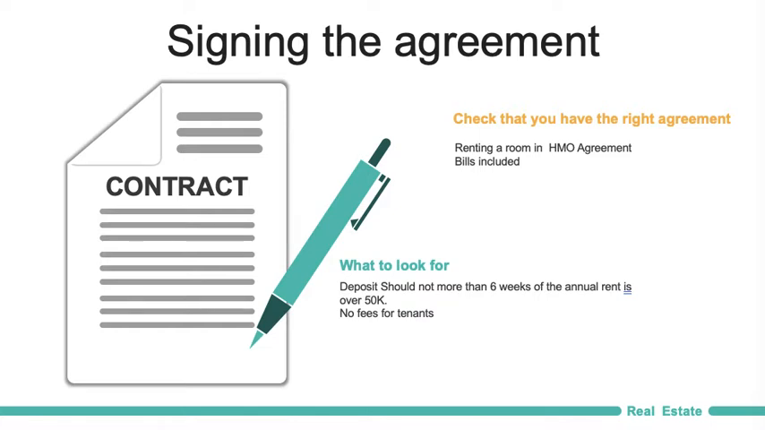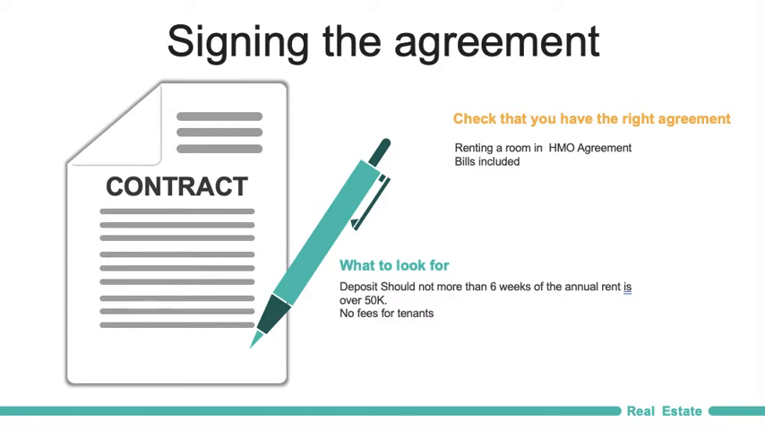You have to go over it and make sure that you've ticked all the boxes with the bills that are included. Usually when you rent a room in an HMO, as a landlord, it's much easier if you pay for the bills and you put the price of the bills inside the rent. So everything is included for the tenant.